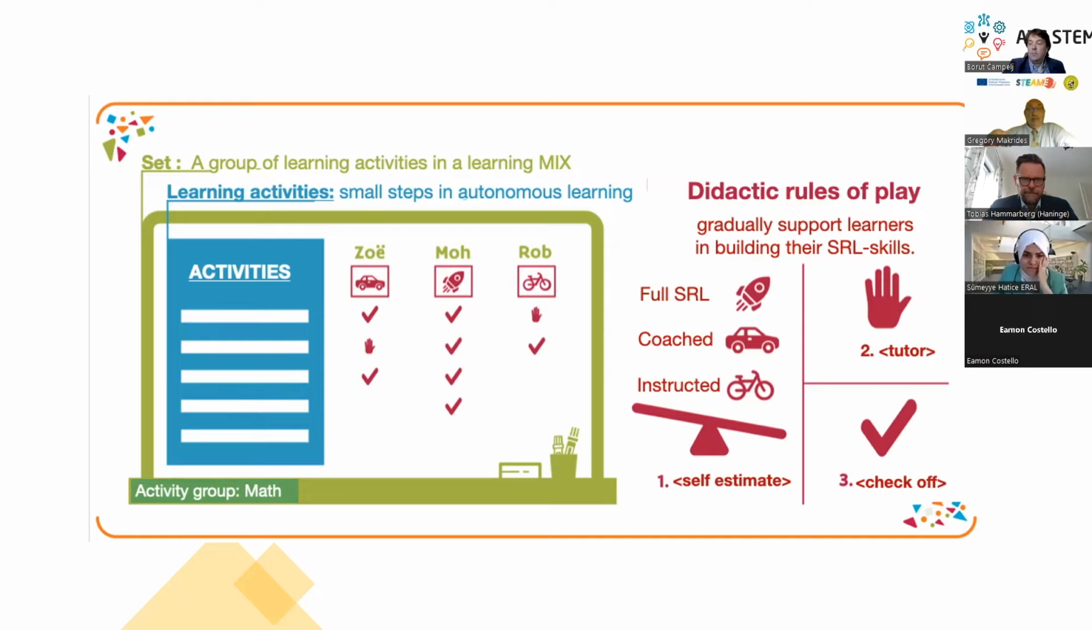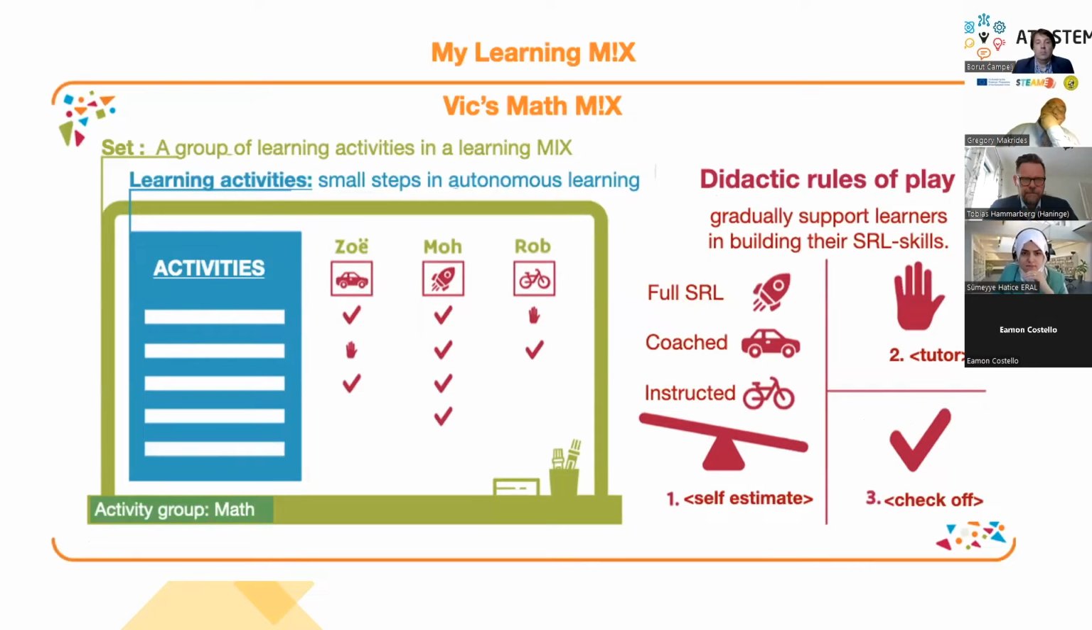So, for example, Rob, the third student here, when he's stuck with the first learning activity, can see that Mo has self-estimated as a rocket. So he might know a thing or two about this learning activity as well. And he could also use peer tutoring without asking the teacher at that moment. So this gives tools for self and social regulation of learning in the classroom. And it's really simple. What we do is we call this a learning mix. It's Vic's math mix. So we build a concept around this kind of scaffolding of self-regulated learning.